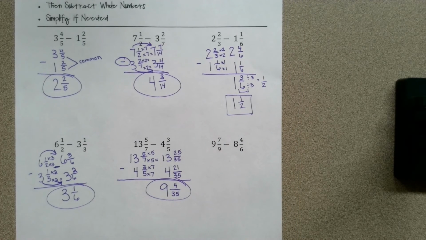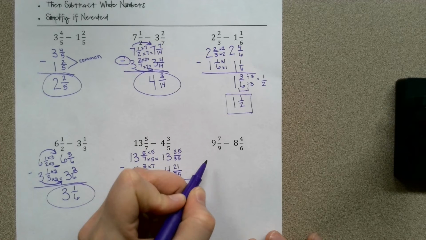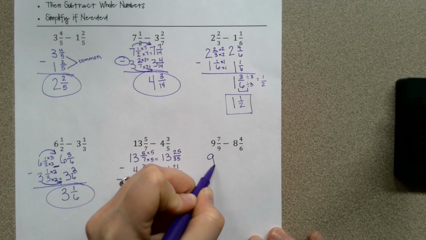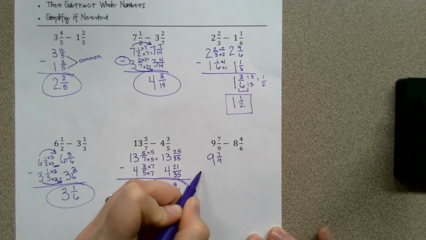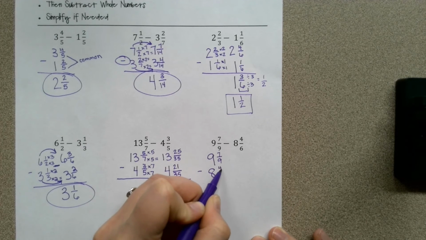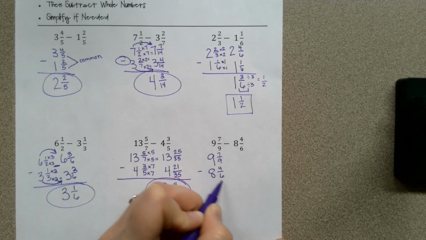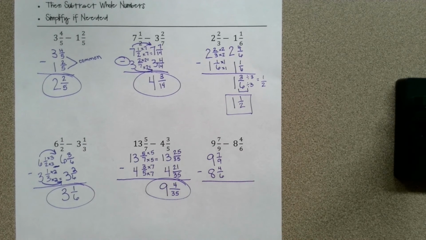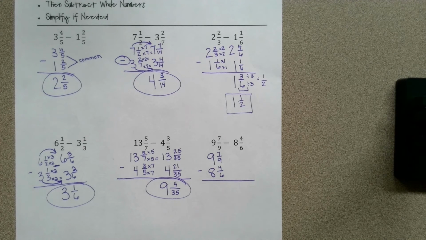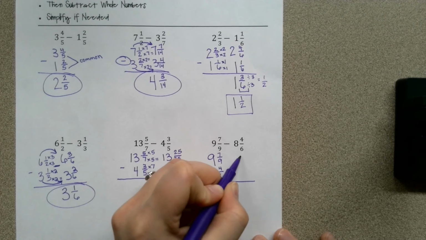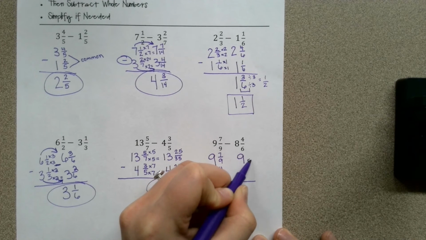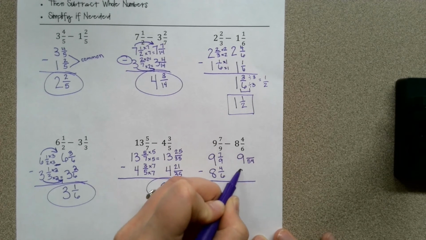Last example. We have 9 and 7/9 minus 8 and 4/6. No common denominator, so we need to create them. In this case, if we multiply them together, 9 times 6 is 54. So 54 will be our common denominator.